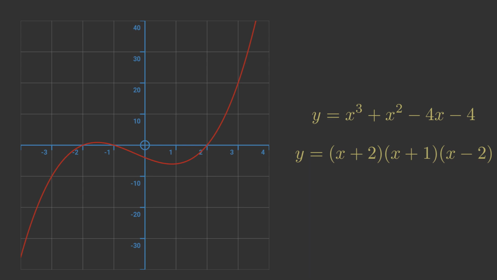From this equation we can see that when x is minus 2, the first bracket will be 0, so y will be 0. When x is minus 1, the second bracket will be 0, so y will be 0. When x is 2, the third bracket will be 0, so y will be 0. These are called the roots of the equation. We can see from the graph that the curve crosses the x-axis at those 3 points.